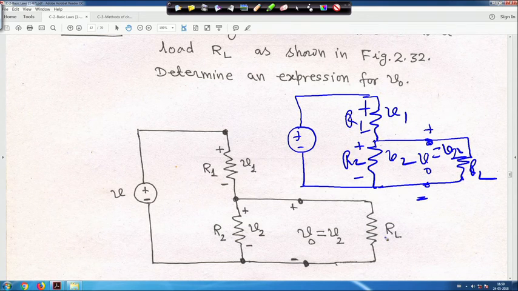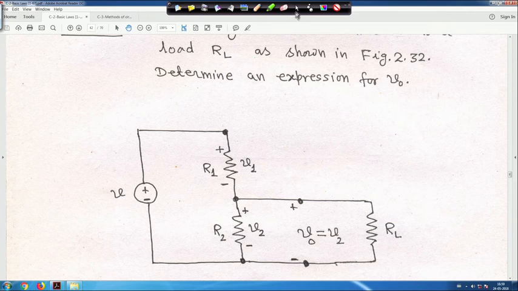So, naturally whatever voltage will be there across RL, it will be the same voltage as V2. So, the voltage across RL is actually V0, and it is connected across the resistor R2. So, V0 is equal to V2, right. So, this is the circuit that is given. So, let me clean it. So, this is the problem.